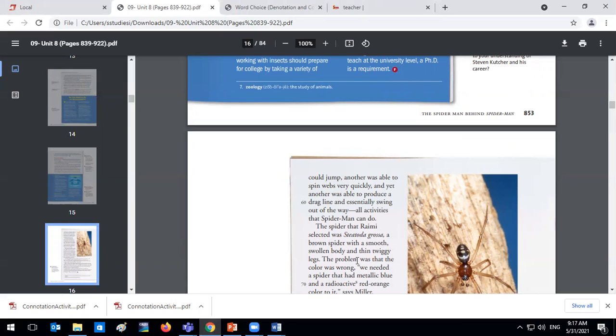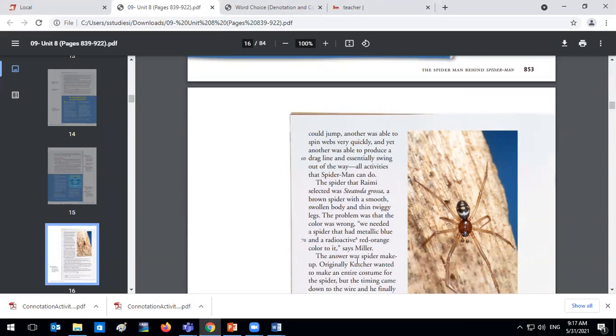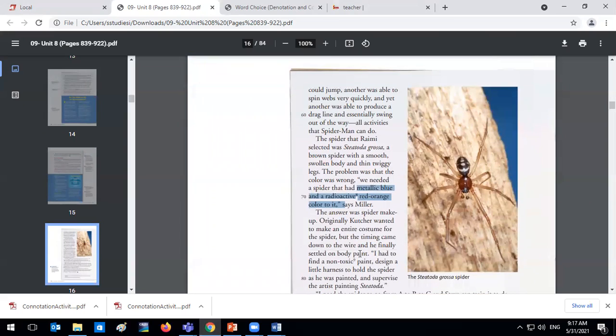Of course, it was very difficult because the spider that they wanted was metallic blue with a radioactive red-orange color to it. It's very difficult to find such a spider, especially with these colors. The closest spider that they found was a widow, or a black widow, and they said that these spiders were very dangerous and that they couldn't bring them on set. So the next choice that they had was this kind of spider. And this spider, this is an illustration. Remember our English teacher, and we have a caption below.